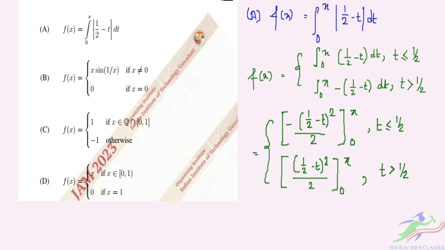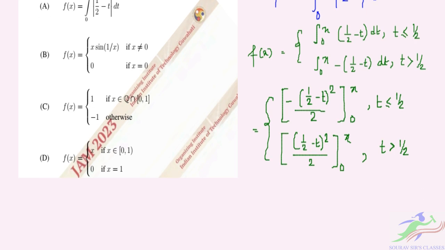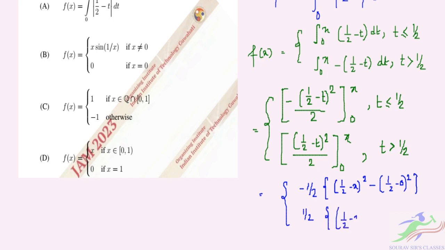Now if we simplify this and solve it with the limits 0 and x, let's solve this simple thing. For the first, it will be minus of (half minus x) whole square minus (half minus 0) whole square, and this will be the second one. The function will be (half minus x) whole square minus (half minus 0).